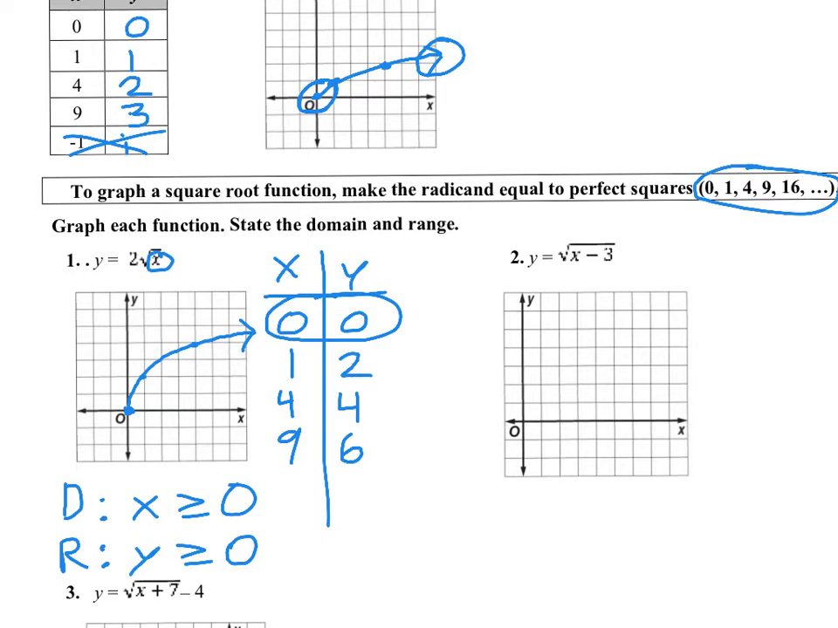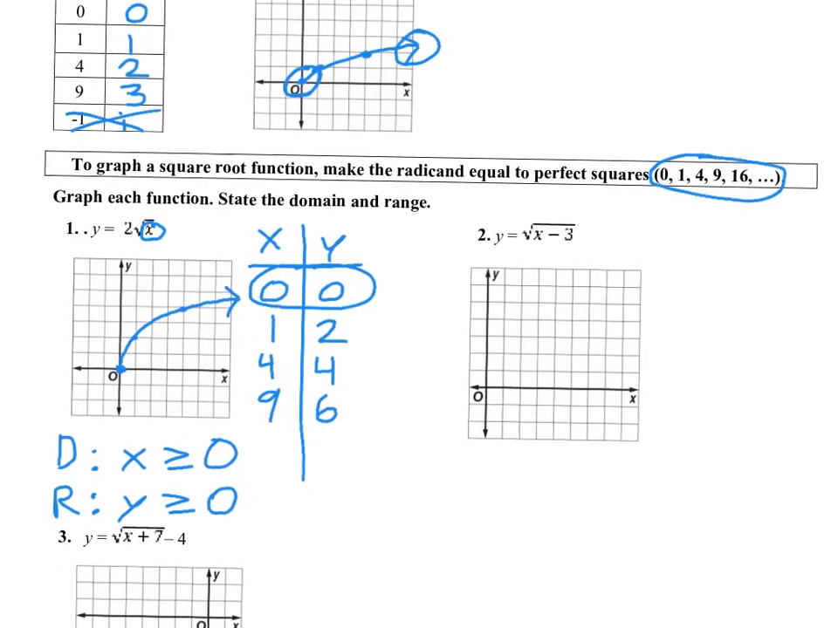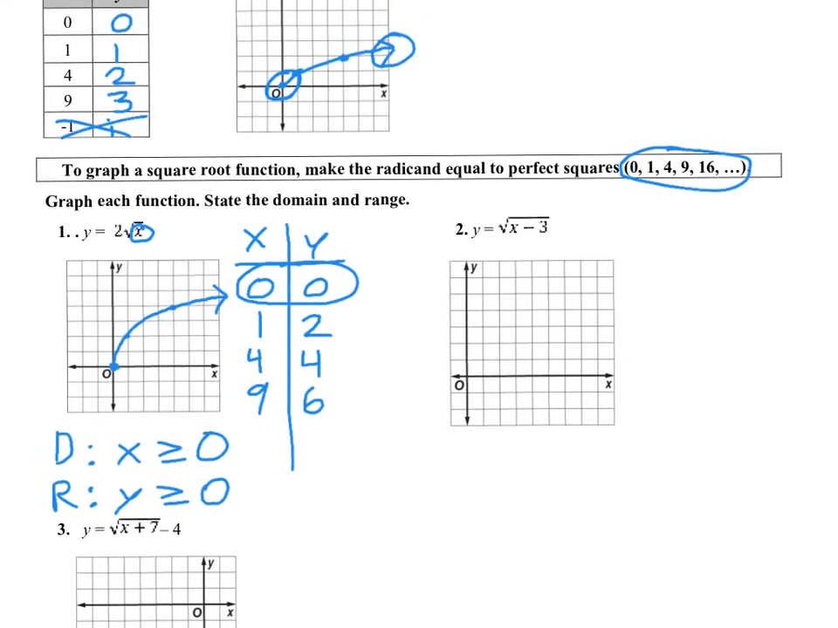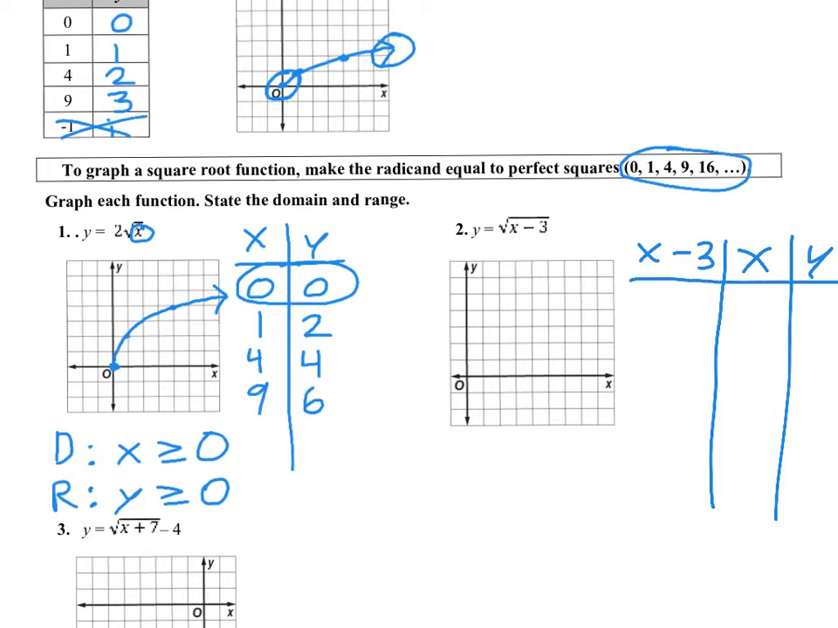Okay, number 3 is different because number 3 is the first one where we don't just have x under the radical. So the radicand is x minus 3. Whenever the radicand is not x, I usually make 3 columns. So my three columns are the radicand, and then x and y.